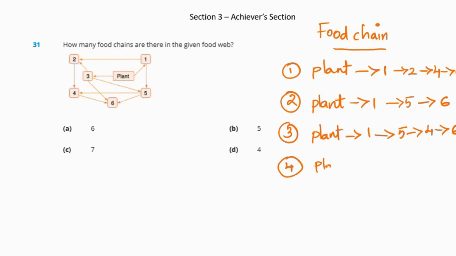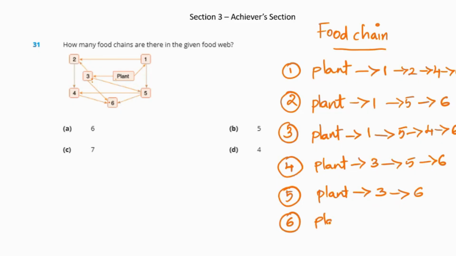Yes, it is starting with 3, plant, 3, that is eating 5, 5 is eating this 3, and also 6 is eating 5. Next food chain that we can say, yes, plant, then 3, and 6 is eating this 3, right? Yes. 3 and 6. The next food chain, plant, 3, yes. And here 5, yes, 5 is also there. Then 4, from here 4, yes, 5, 4 and 6.